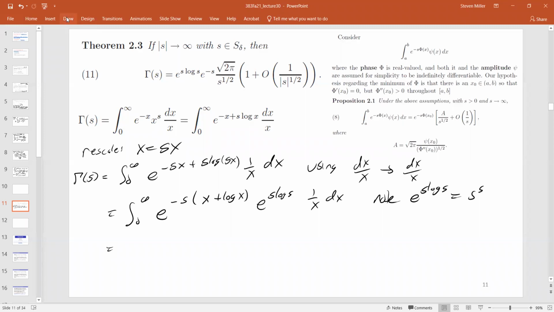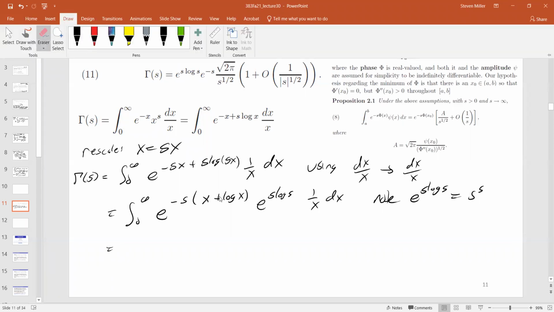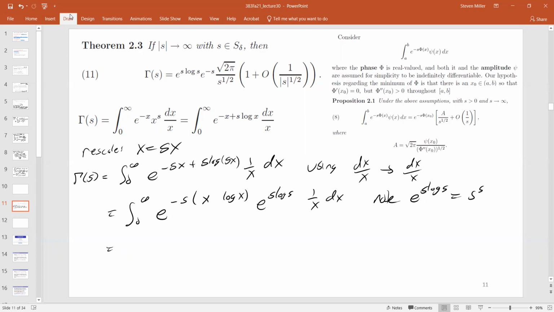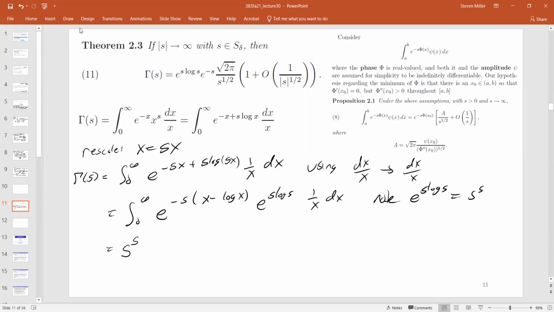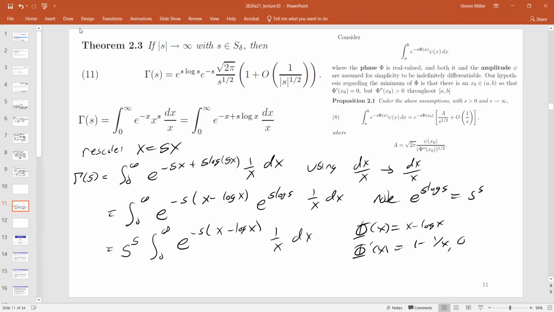Yes, I do, thank you. And so we get an s to the s, integral from 0 to infinity, e to the negative s, x minus log of x, 1 over x dx. What is big phi of x? It's just x minus log x. What's phi prime of x? It's just 1 minus 1 over x.